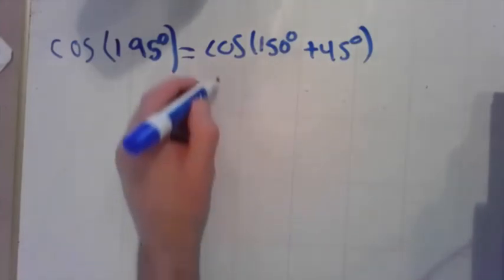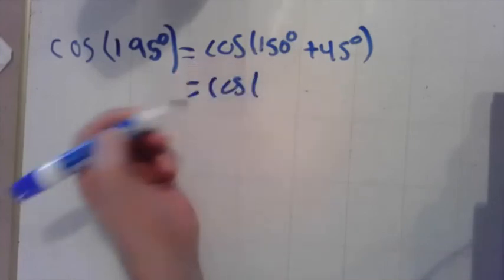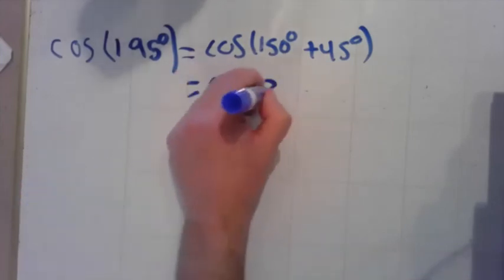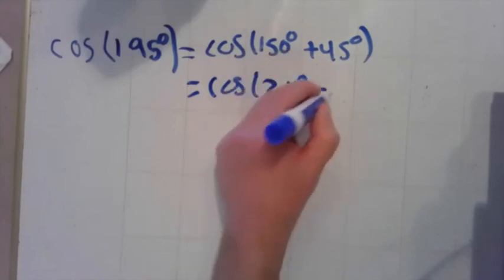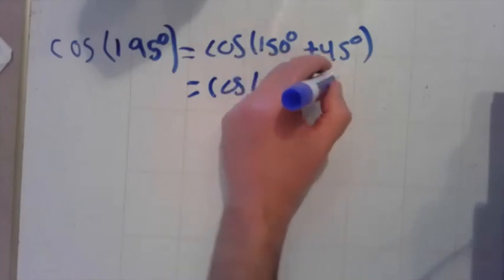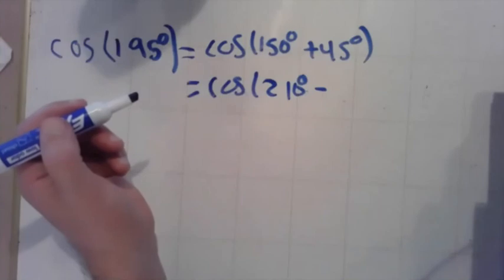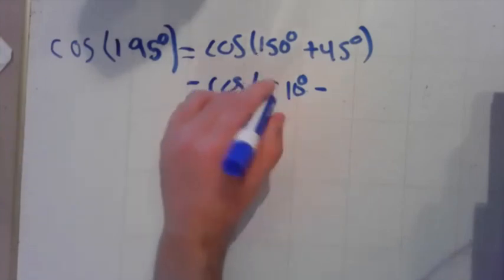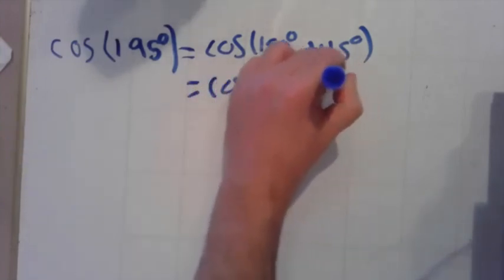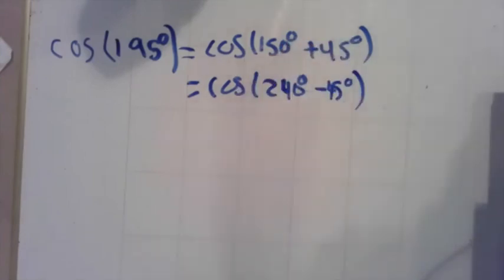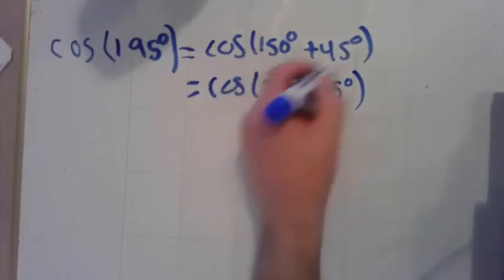Or maybe I could do 210 minus 45. Would that work? No, 240 minus 45. Yeah, that would still give me 195. Either one of those would work. So it doesn't matter, pick one. We should get the same answer either way. So now I'm going to use this one.